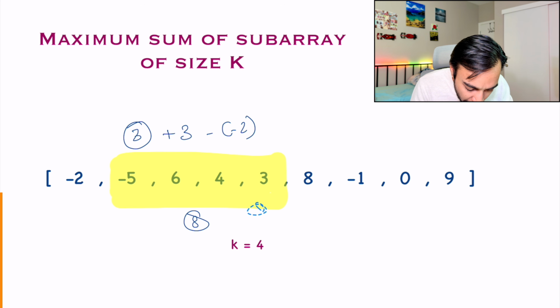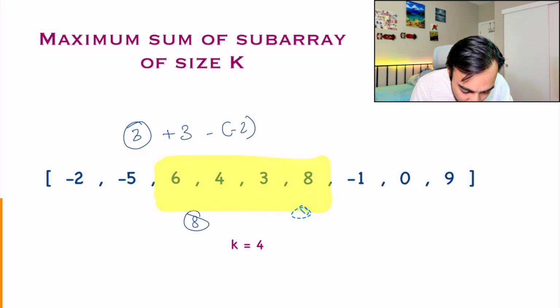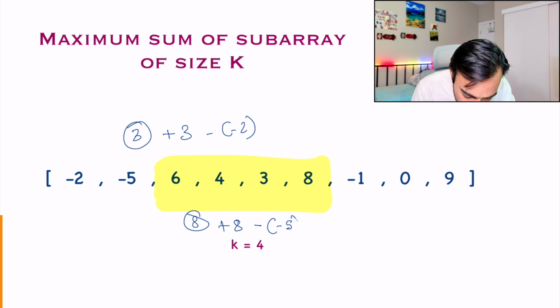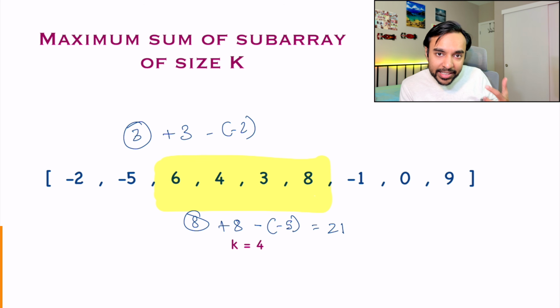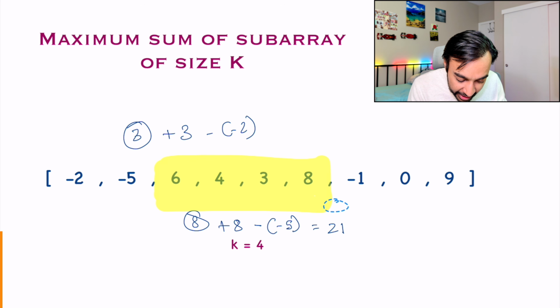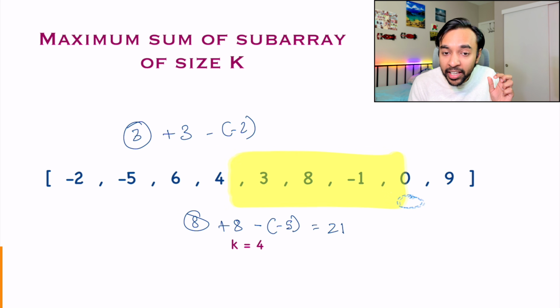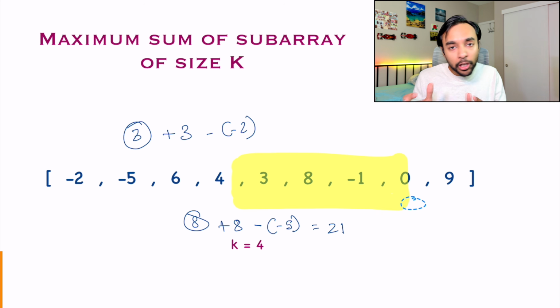In the next step, what is going to happen? You will slide your window one step ahead again. So what did we do? We added an 8 and we removed a minus 5. So now what do I get? I get the sum as 21. This is what we are doing over here. We take this window and we slide it one step at a time all throughout the array. And that is why we call it a sliding window pattern.